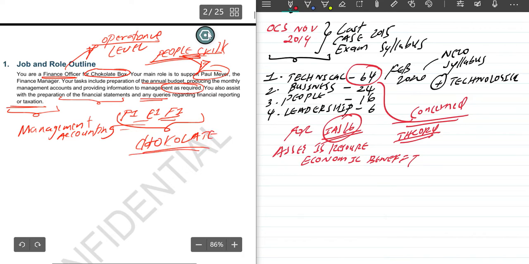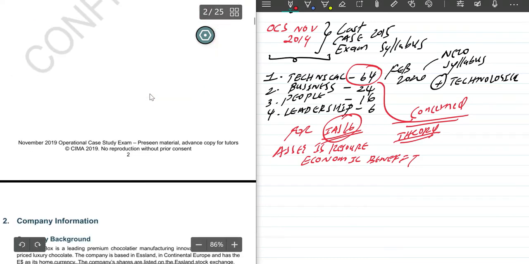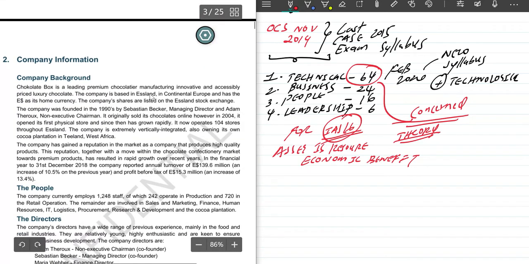Okay, students. So students, what we will do now is we will come to the next page. So when we are moving to the next page, you find the company information. Company background. Chocolate Box is a leading premium chocolatier. So I will just circle the term premium. So I can say here it's a niche market. So please be careful. It's a premium branded product.